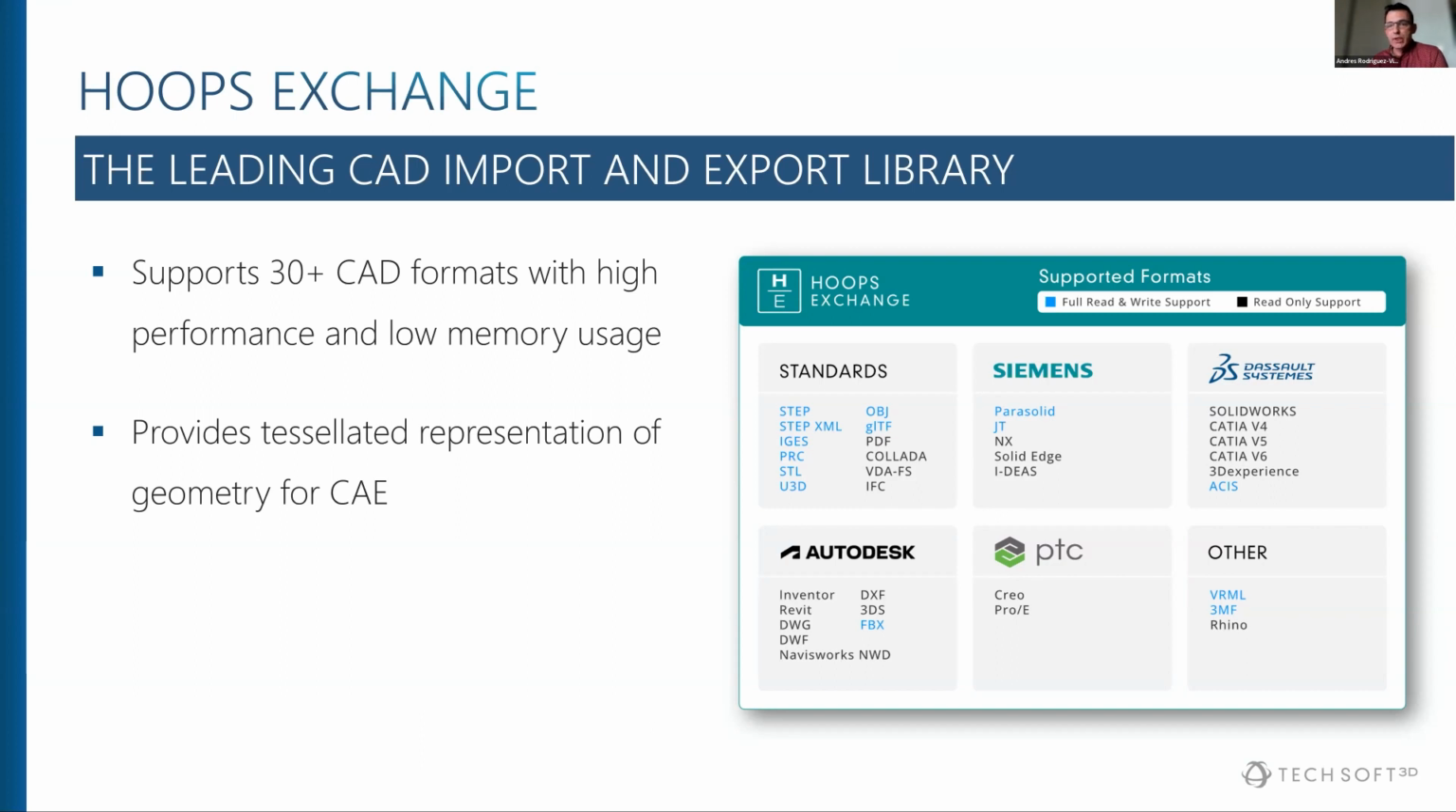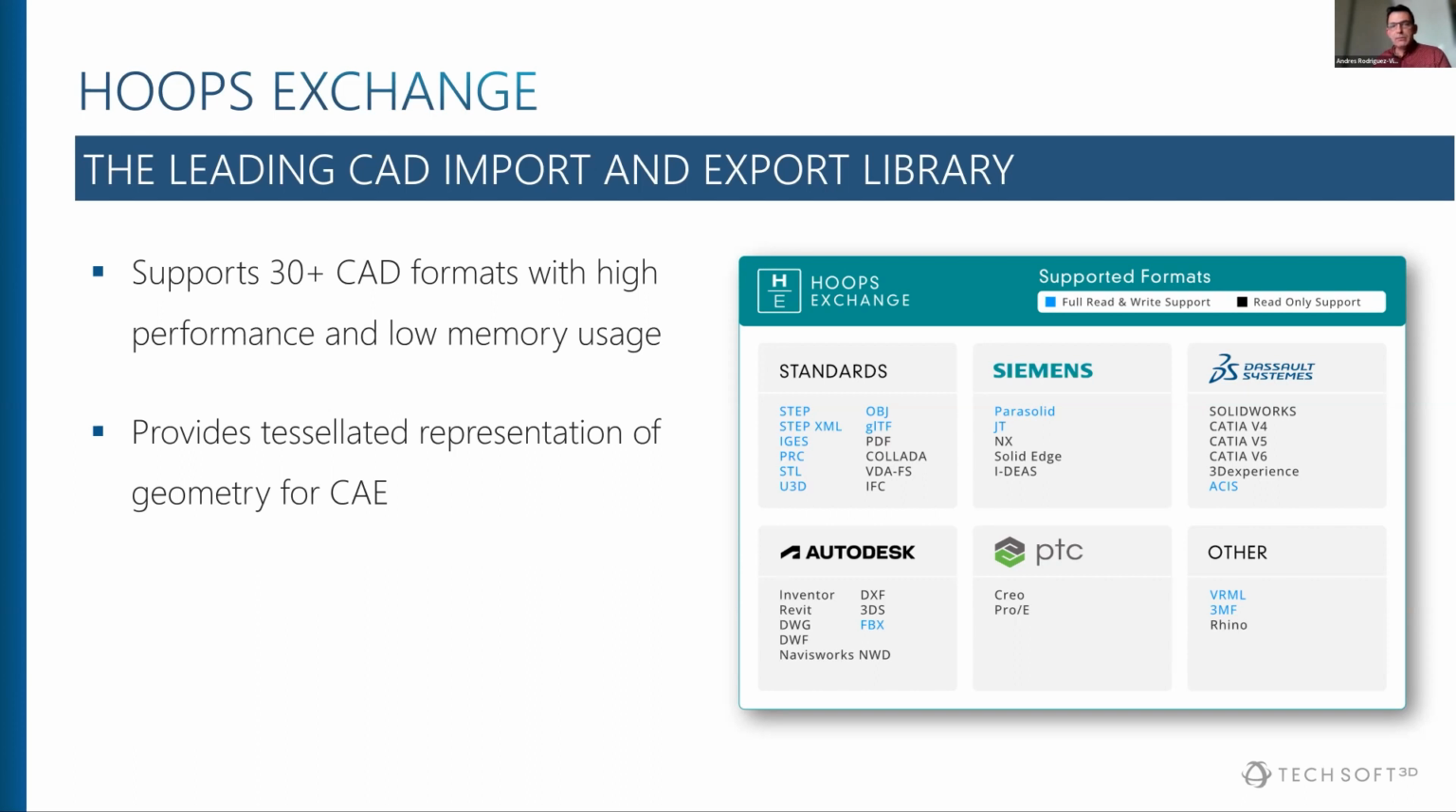Hoops Exchange reads this data, and what's interesting for us, Hoops Exchange can get all the data in the CAD files, but what's interesting here in the CAE process is really getting a tessellation out of those files. It could be the tessellation that is in the file, but Hoops Exchange also generates tessellations that will be used as input to the CAE meshing process.